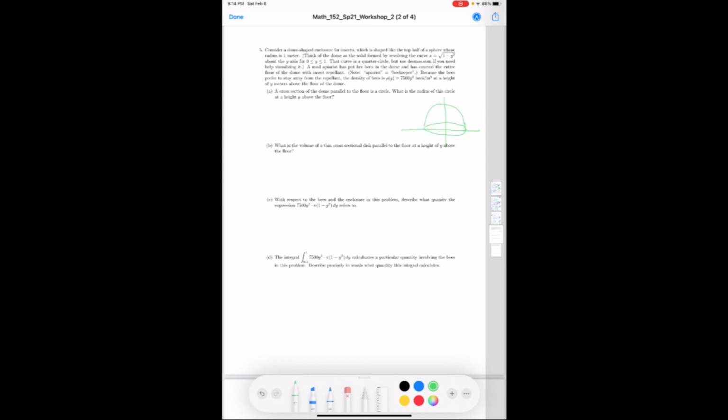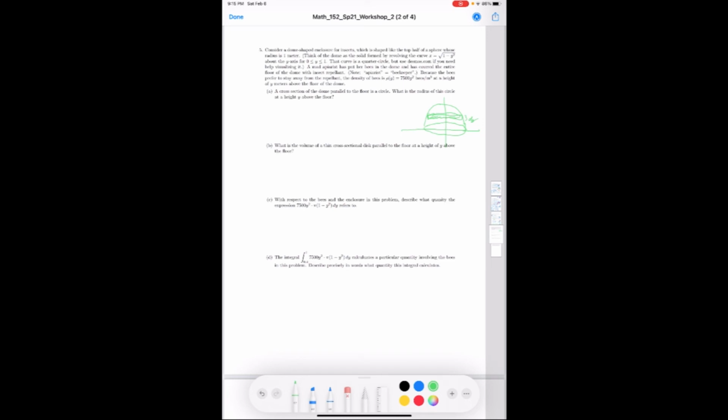What we want to do, in order to ultimately find the number of bees in the dome, as we do in the last part of the problem, is add up cross sections like this. So we have circular cross sections that are thick in the y direction. I'm trying to build up through the first three parts of the problem the idea that we can calculate the radius of this circular cross section, then the volume of a slightly thick cross section, and finally how many bees are in the cross section.